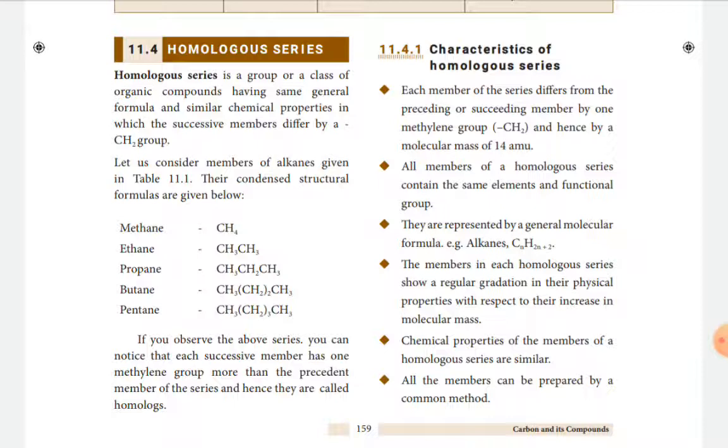General formula: alkane CnH2n+2, alkene CnH2n, alkyne CnH2n-2. Then there is a regular gradation in physical properties because of the increase of molecular mass. When carbon atoms and hydrogen atoms increase, molecular mass also increases, so there will be changes in physical properties. Chemical properties are more or less similar and these compounds can be prepared using a common general method.